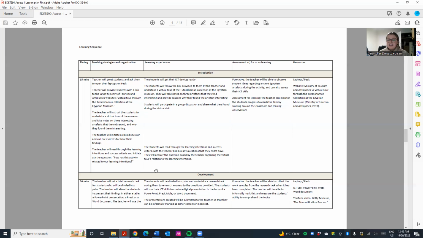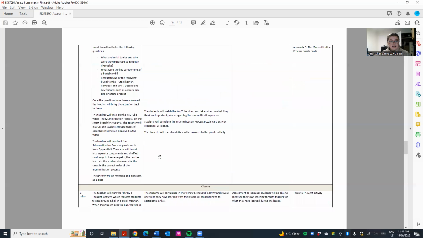The use of YouTube videos in this lesson and the previous lessons is an effective way of attracting student attention through visual aid and sounds. The mummification process puzzle card, just down here, is a collaborative and interactive activity which gets the students independently involved with the problem-solving processes. The use of ICT is extensive throughout the 3 lesson plans.